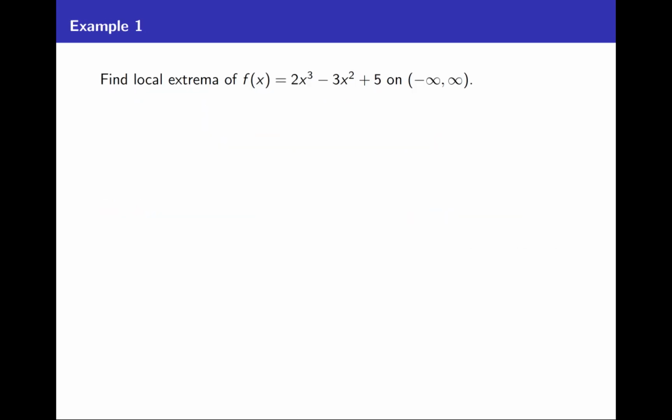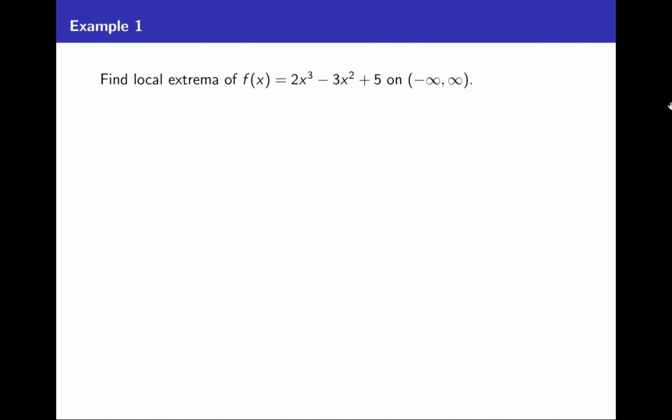Our first example may look a little familiar because we've already solved this problem using the first derivative test a couple of lectures ago, and now we'll use the second derivative test. We want to find the local extrema of the function f of x equals 2x cubed minus 3x squared plus 5 on the entire real line.